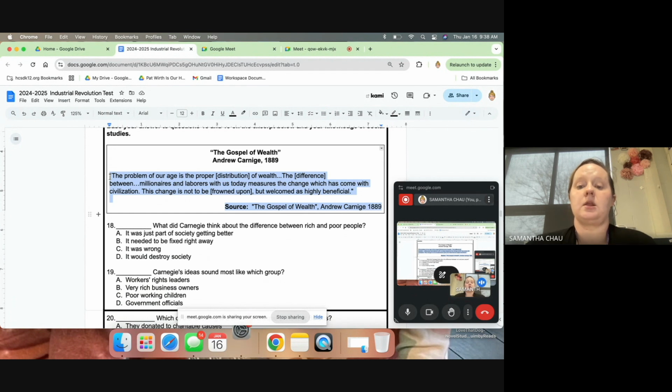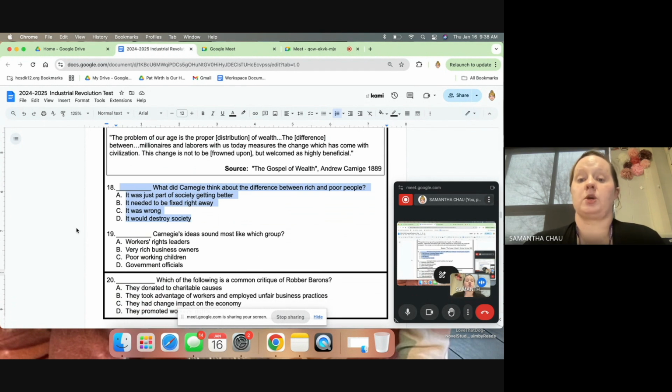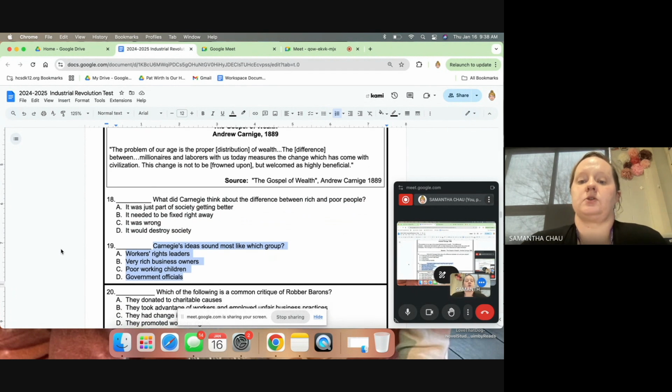What did Andrew Carnegie think about the difference between rich and poor people? It was just part of society getting better. It needed to be fixed right away. It was wrong. It would destroy society. What did Carnegie think about the difference between rich and poor people? Question 19. Carnegie's ideas sound most like which group? Workers' rights leaders, very rich business owners, poor working children, government officials.